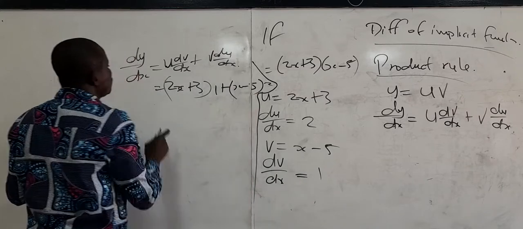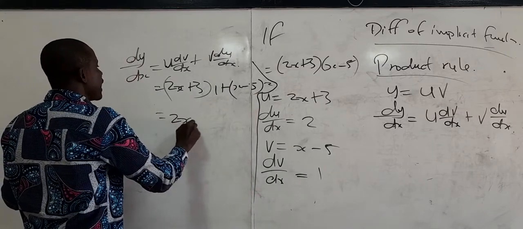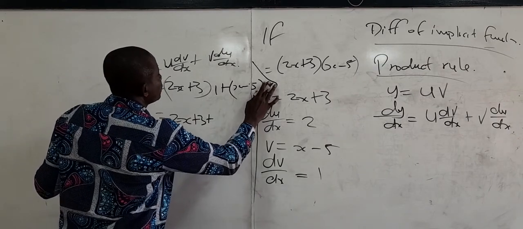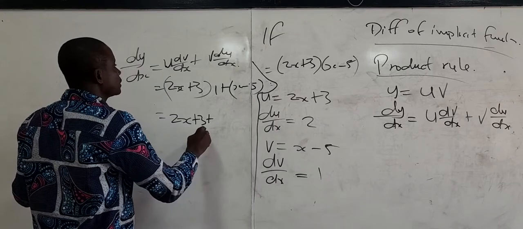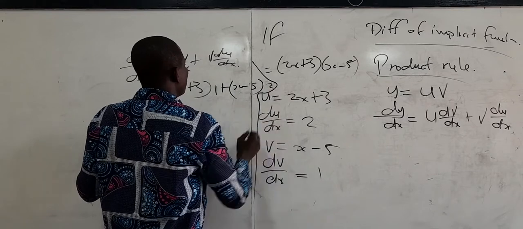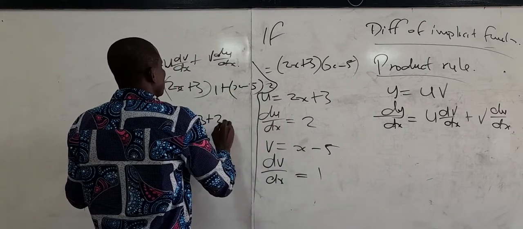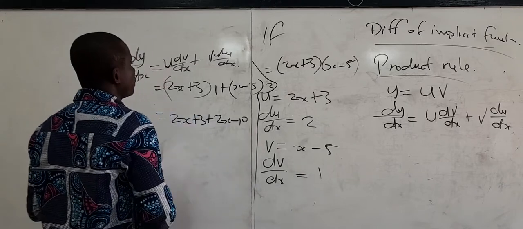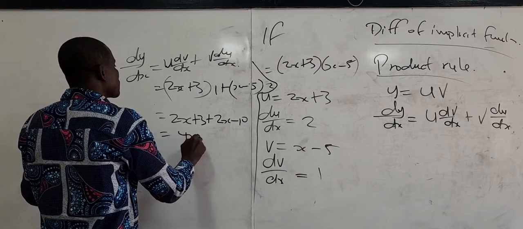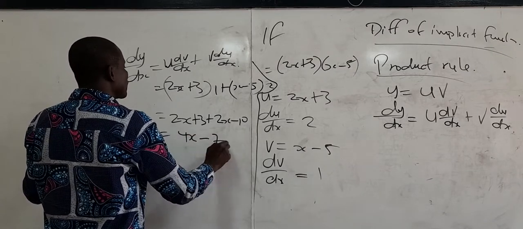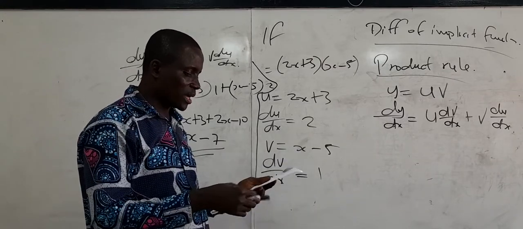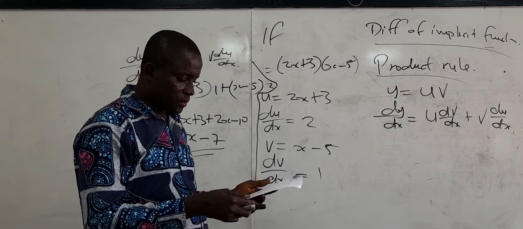So right now, what are you going to have? This time, this is 2x plus 3, plus, oh, what is here? Here is 2. So plus 2x minus 10. So what do we have? This and this will be 4x, and this will be minus 7. This is your dy/dx. Is that okay? So that's that.